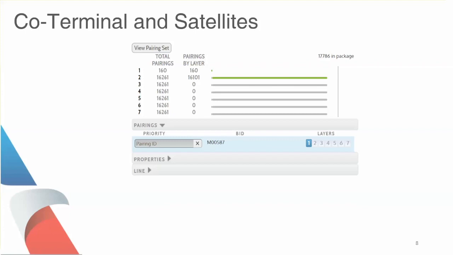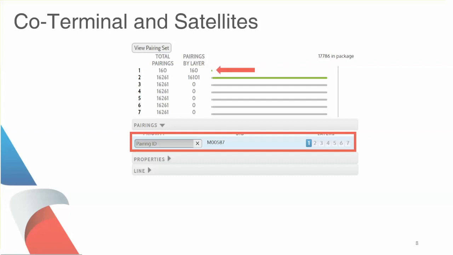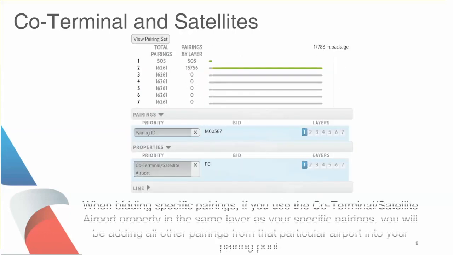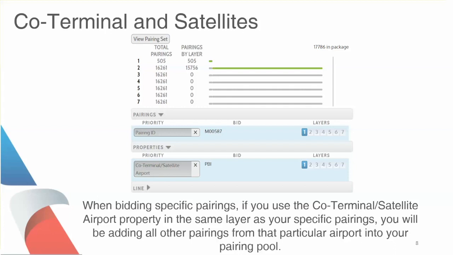This flight attendant chose a specific pairing ID to add to the Layer 1 pairing pool. His Layer 1 pairing pool contains 160 biddable positions associated with this specific pairing ID. It is very important to know that when you bid specific pairings using the co-terminal satellite airport property in the same layer as your specific pairings, it will add all other pairings from that particular airport.